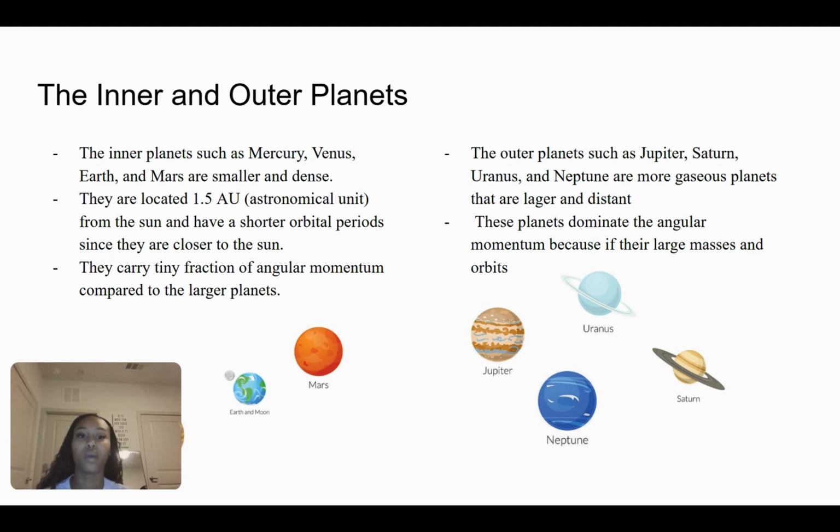These planets mostly dominate the angular momentum because of their size and how large their orbits are.